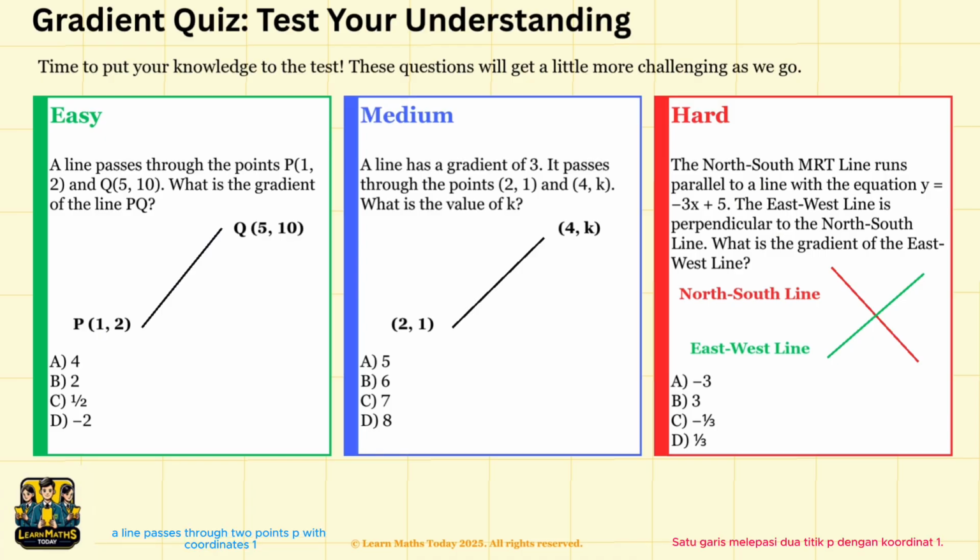A line passes through 2 points, P with coordinates 1, 2 and Q with coordinates 5, 10. What is the gradient of the line segment PQ? Think about the formula for gradient that we just discussed. You can pause the video here to think about it.